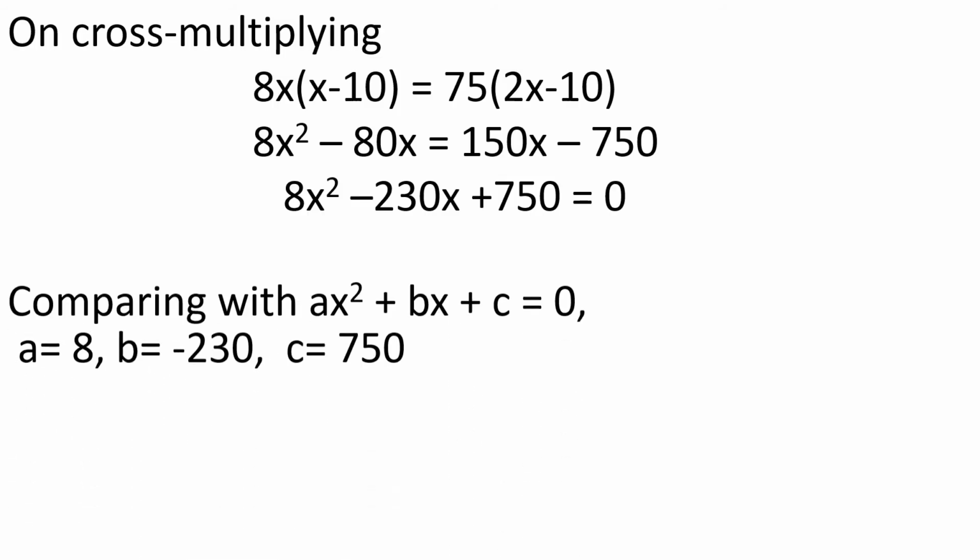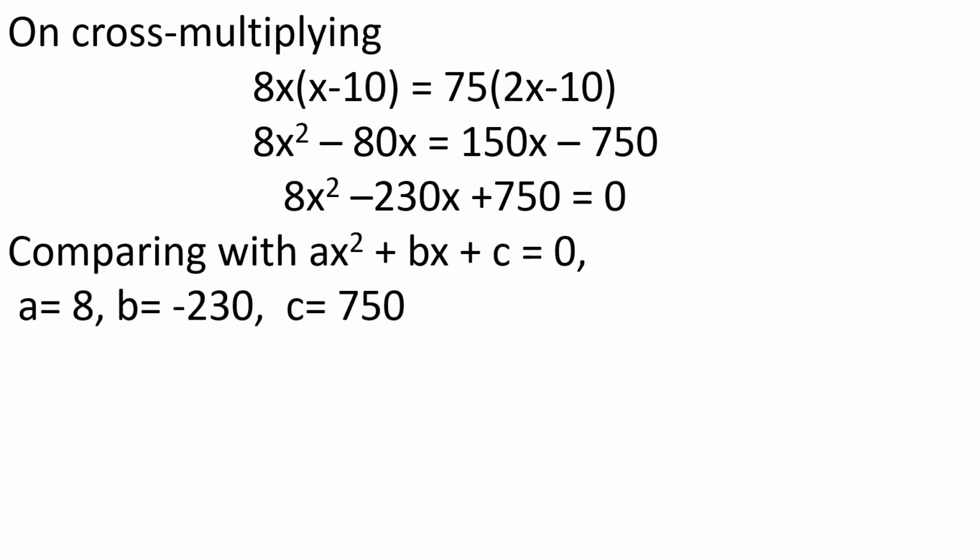Now let us cross multiply. We get 8x into x minus 10 is equal to 9 into 2x minus 10. After calculating, we get 8x square minus 230x plus 750 is equal to 0. Comparing with the quadratic equation ax square plus bx plus c equal to 0, we get a is equal to 8, b is equal to minus 230 and c is equal to 750.